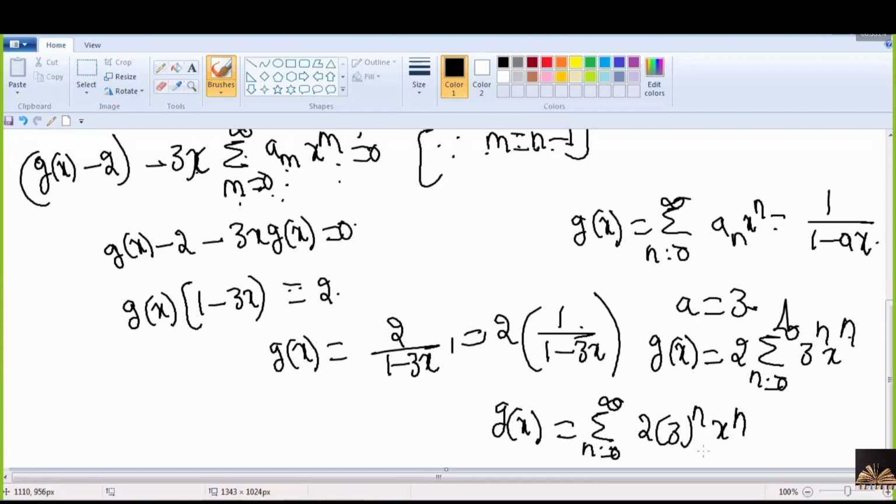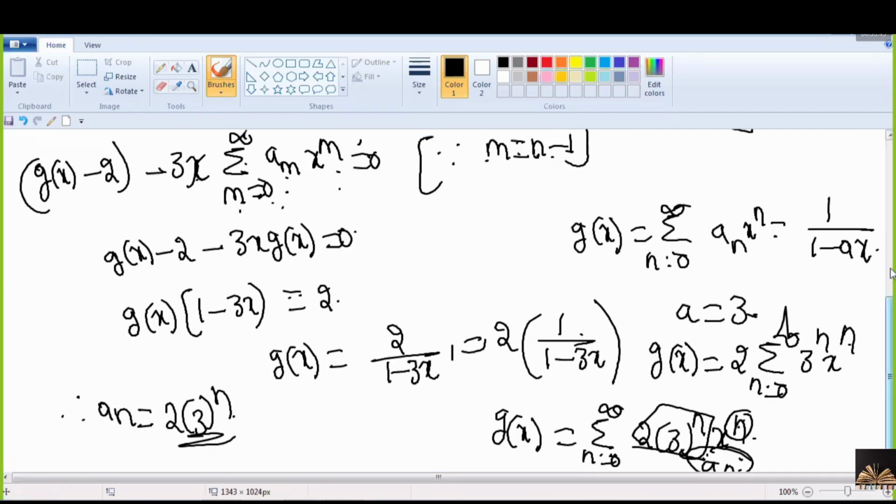Now this is your an. So what is the solution? The coefficient of nth power term is your solution. Therefore, the solution to the given recurrence relation is an equal to 2 into 3 power n. Is it clear? Take down this.